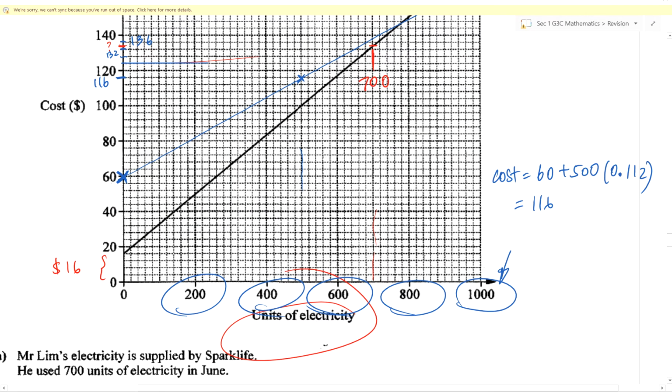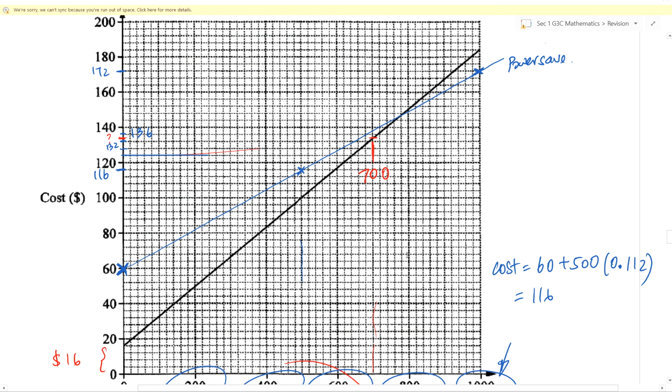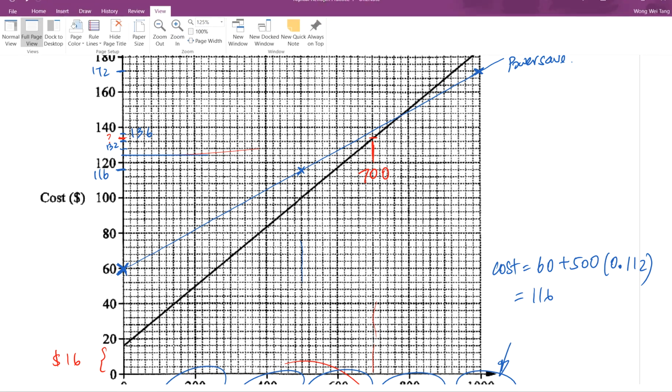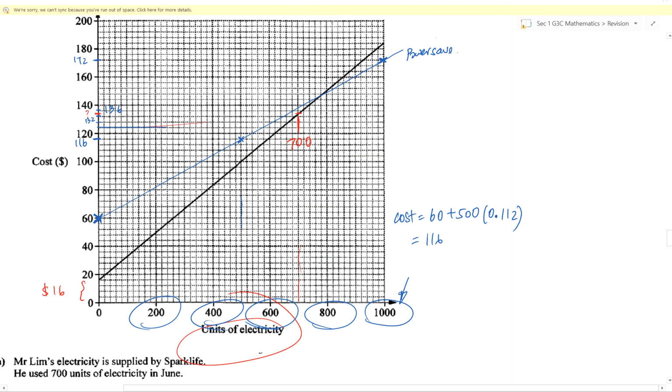So this Mr. Lim is thinking of changing to Power Save. Is it a good idea to change to Power Save? That's my question to you. Based on these 2 graphs, would you recommend that he change to Power Save? The answer is, I cannot decide yet because it depends on how much he uses a month. If he uses, let's say, 200 units per month, what is the cheaper option?